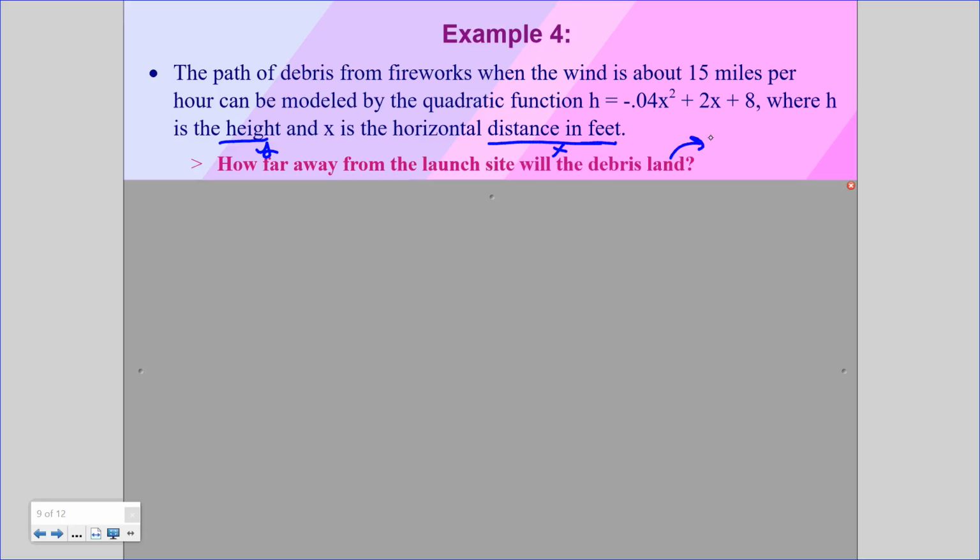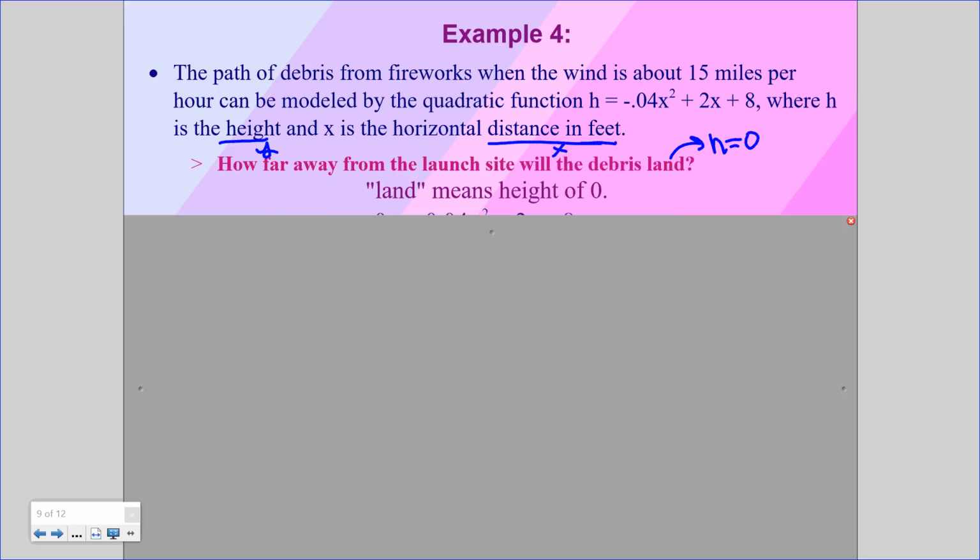Well, debris landing is another scenario of being on the ground, so that means your height is 0. So take a moment, replace h with 0, and go ahead using a, b, and c, your quadratic formula, solve for the times at which your debris will land on 0. So click pause, and then when you're ready to check this, click play.